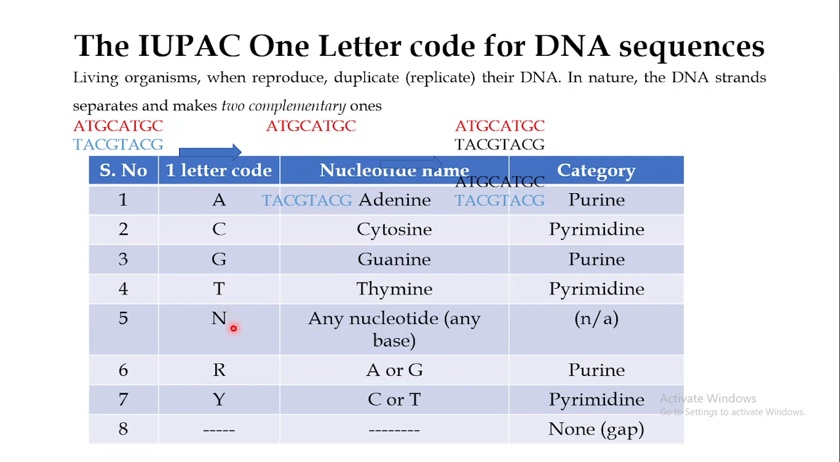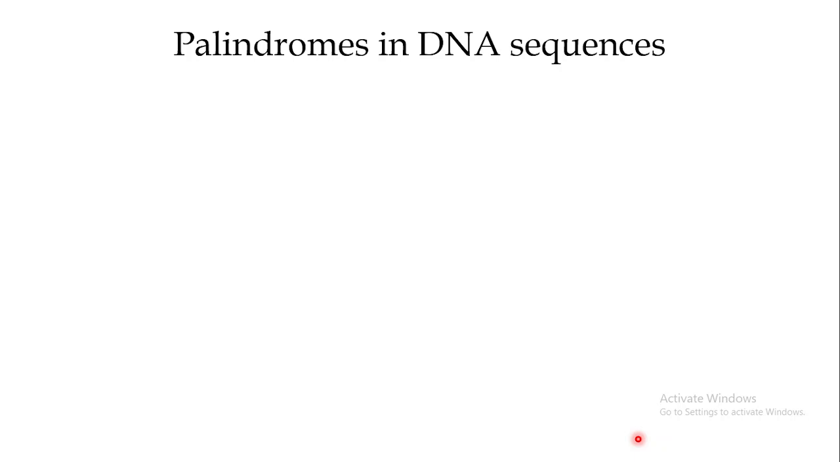If there is an N in the sequence of the DNA that you have got after sequencing, that means it can be any nucleotide or any base. If there is an R in the sequence that you got from your company, that refers to a purine, and the purine can be adenine or guanine. Similarly, for pyrimidines, if there is a Y, Y can be a cytosine or a thymine. And if you have a dash, that means that there is a gap in the sequence of the DNA. So this is how the IUPAC uses the one letter codes for the DNA sequences.